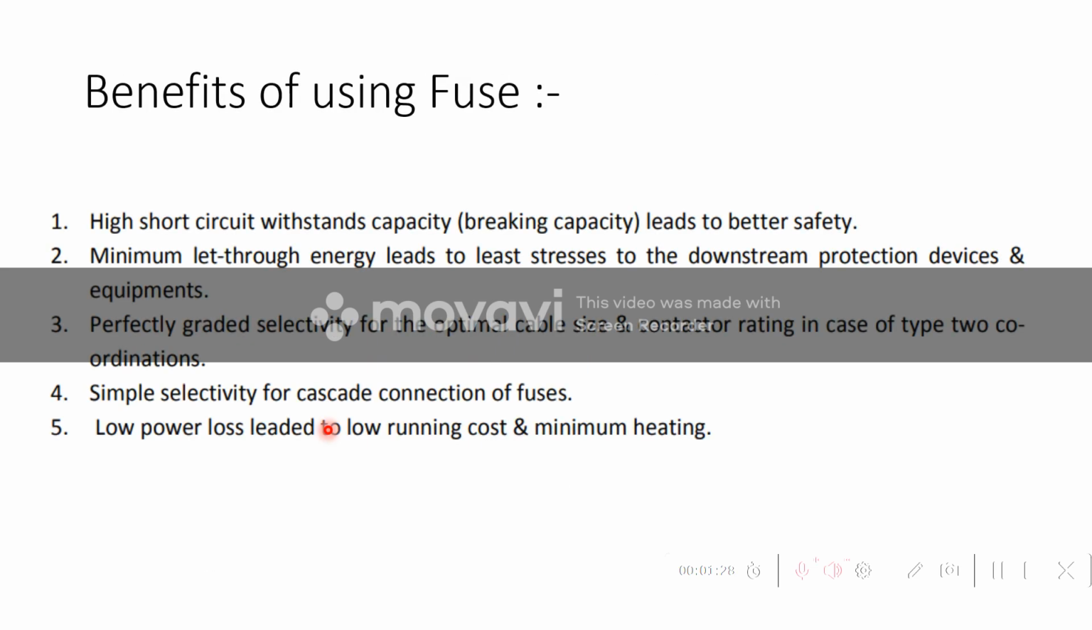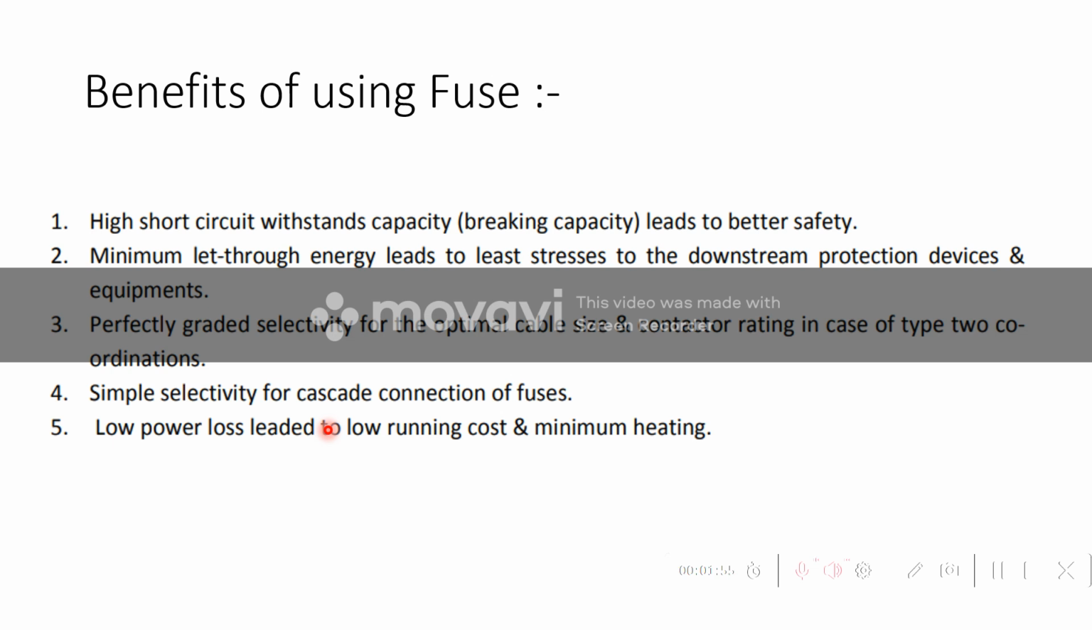And next, benefits of using a fuse. Point number 1, it has a very high short circuit withstand capacity, even up to 100 and 150 kA, which leads to better safety. Minimum let through energy, that is, the fault is cleared very fast, so that the minimum fault current or fault energy goes downstream.